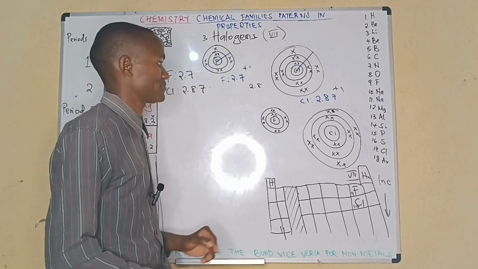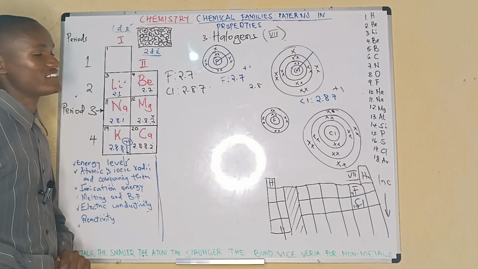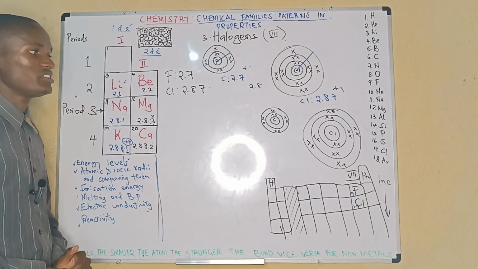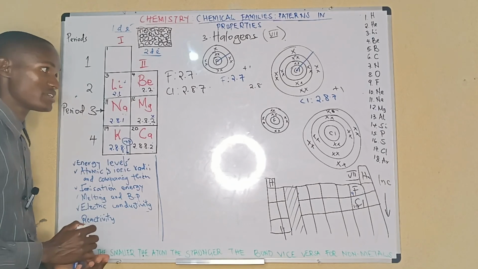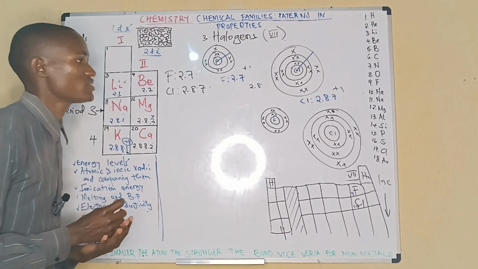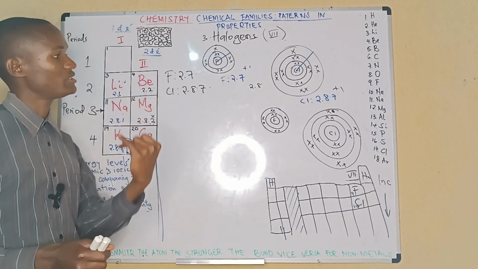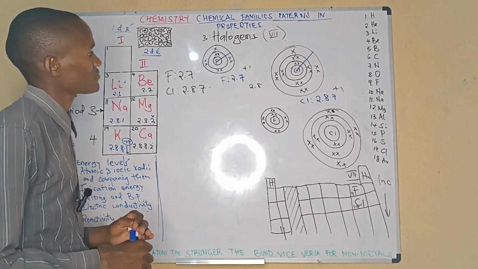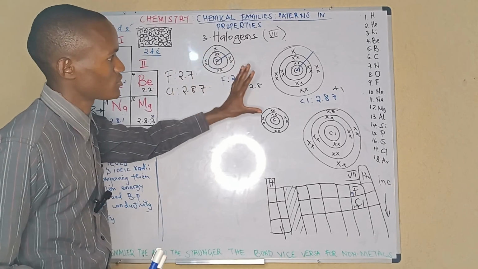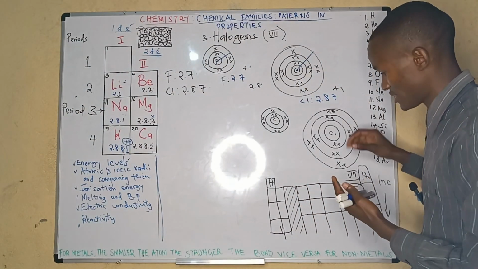Whatever I say now, the same knowledge I will use when we are discussing trends in period 3 elements. So I will mention it here, but I will refer to it when I come to that point. And we are saying that this is, let us use chlorine. This is the chlorine atom, this is the chloride ion.